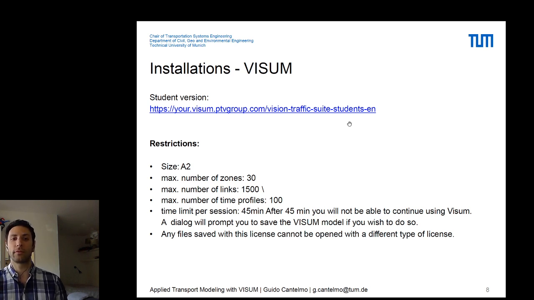You have a limit of 45 minutes per session. What does this mean? It means that every 45 minutes, Visum will shut down. Before shutting down, it will ask you if you want to save, so you will not lose your data, and you can open it immediately after these 45 minutes. Again, take this into account when you are working, so try to save often so that you don't lose any progress.